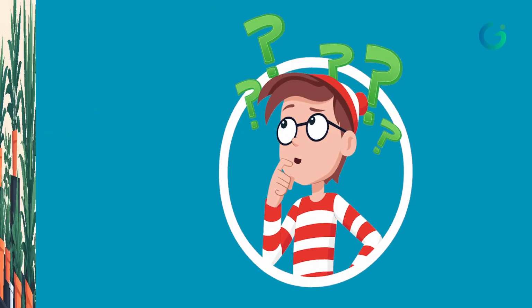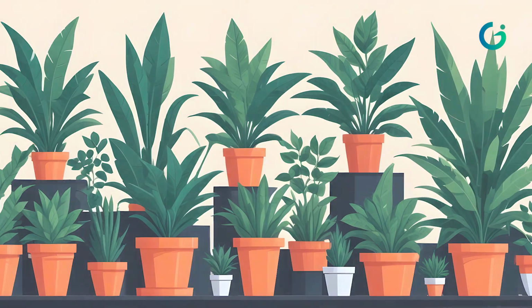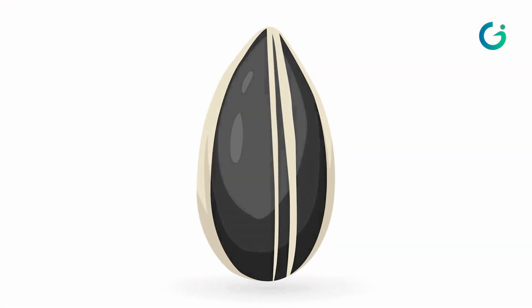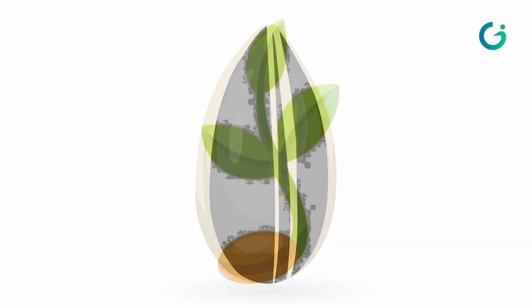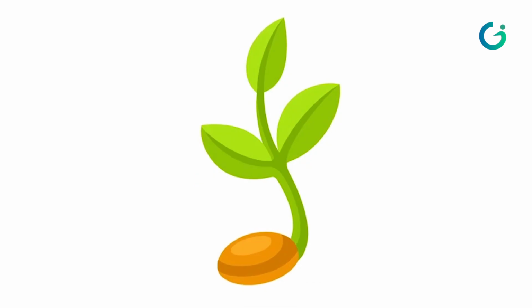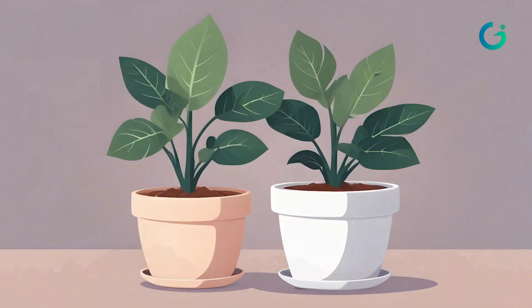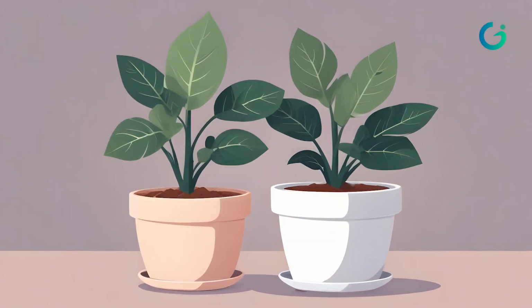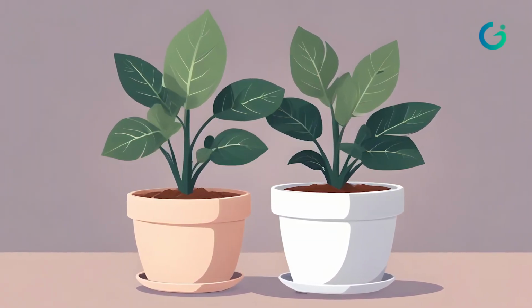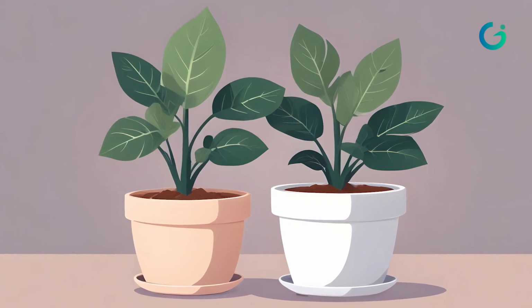Quick review. Plant life cycle. Seed. The plant begins as a seed. Germination. The seed sprouts and begins to grow. Seedling. A young plant develops leaves and roots. Adult plant. The plant matures, produces flowers, and eventually fruits with seeds.